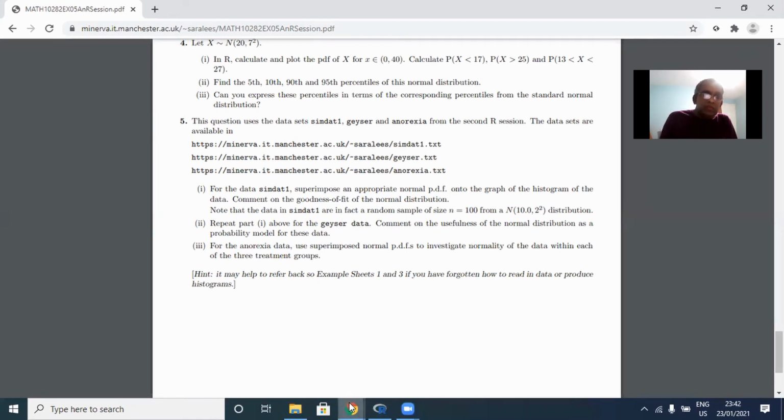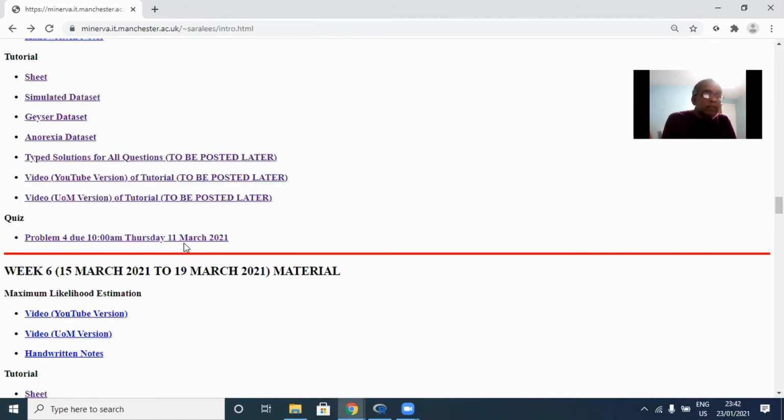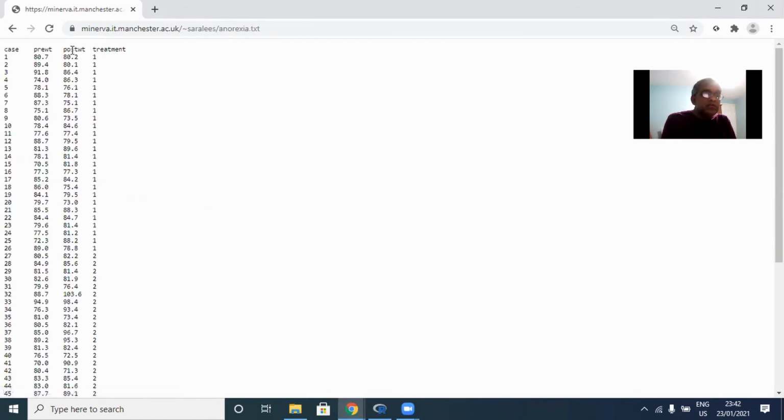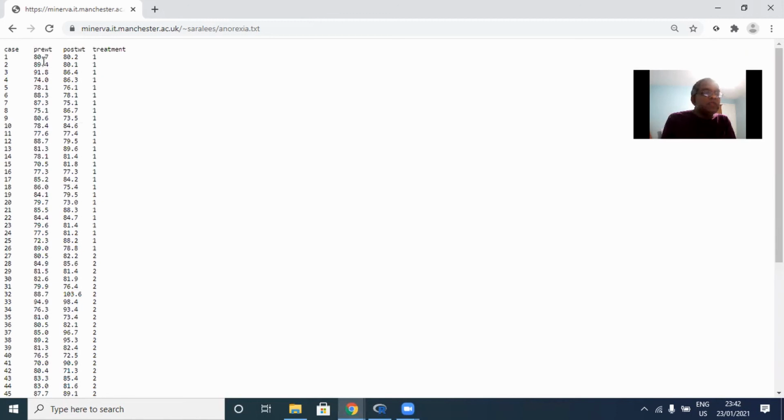So let's go to the data website, and let's look at the anorexia data. So you see here, the data that we're going to look at is the differences between the weights for 3 different treatments. There's 1, 2, 3 different treatments. And we're going to look at the distribution of the differences in the weight for treatment 1, for treatment 2, and for treatment 3, right? And do the fitting for each one.